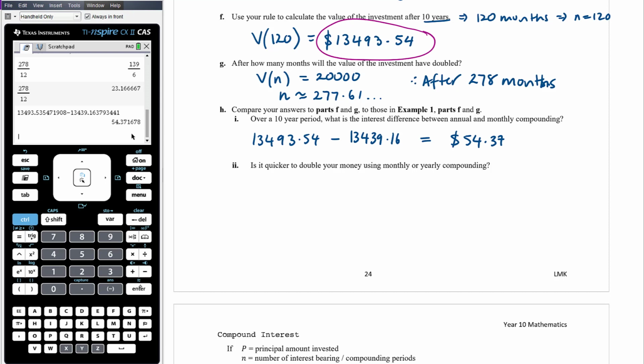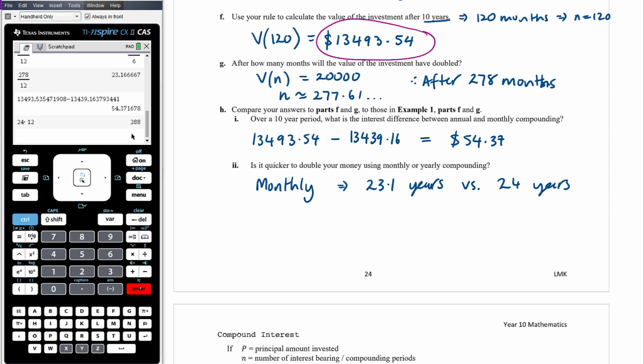Is it quicker to double your money using monthly or yearly compounding? It's quicker to use it monthly. It's 23.1 years versus 24 years. Or you could make it in months. 24 years in months is 288, so it's 278 months versus 288 months. So that idea that the more frequently we compound, the quicker our investment grows, or the other way, if it's a loan, the more frequently the bank is compounding the interest, the quicker our loan amount is growing, and so therefore the quicker we need to be able to repay it.